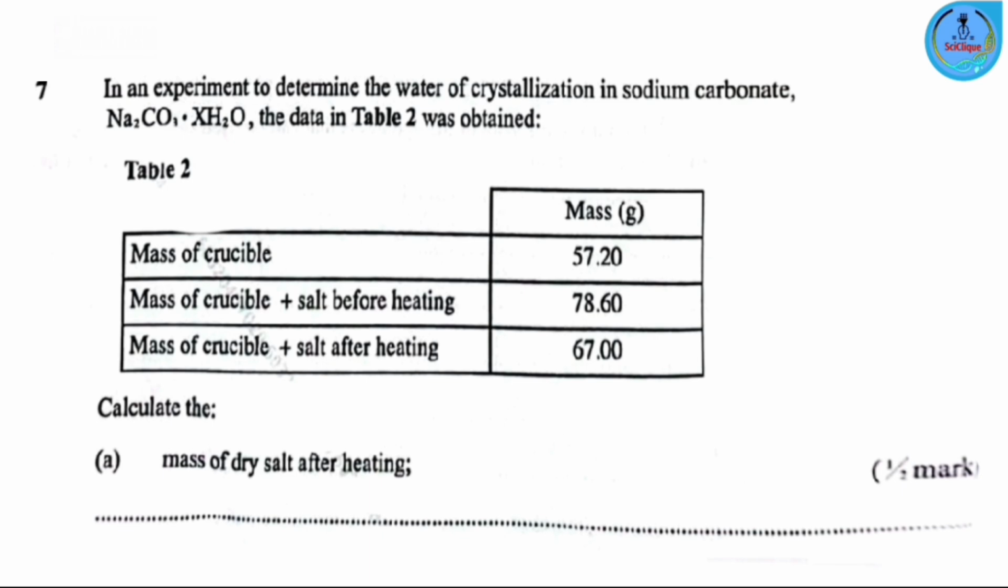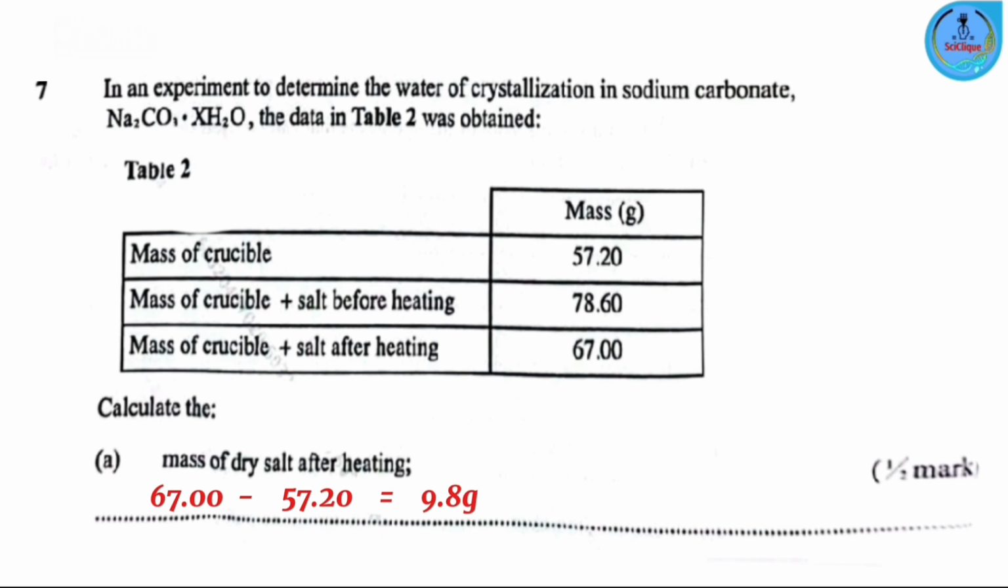But remember, this is the mass of the salt after heating plus the mass of the crucible. Now we are only interested in the mass of the dry salt. So for us to get this, we are going to subtract the mass of the crucible, which is 57.2. That will give us the mass of the salt, the dry salt, as 9.8 grams.